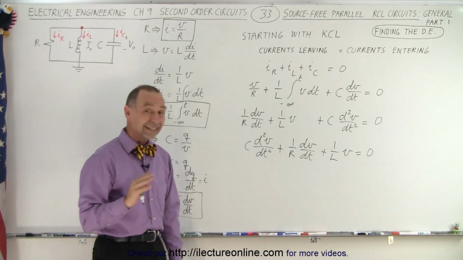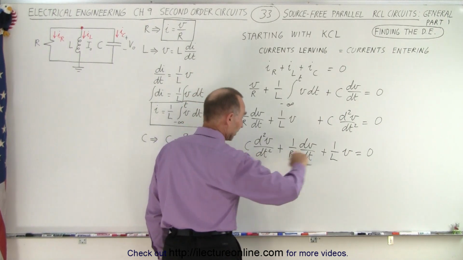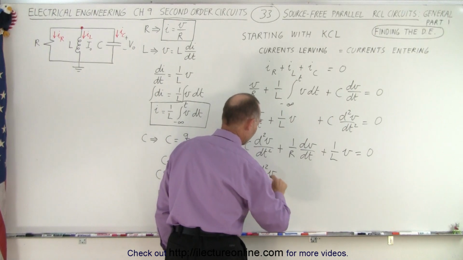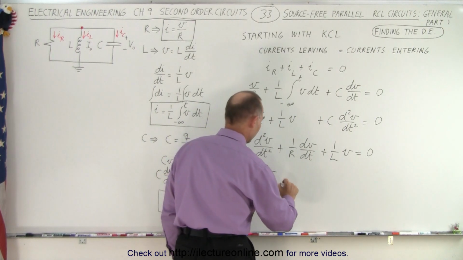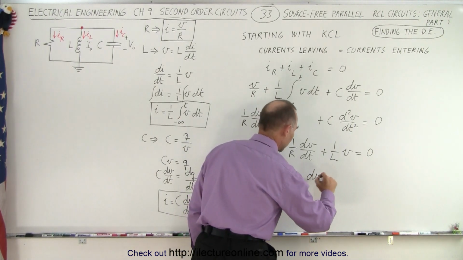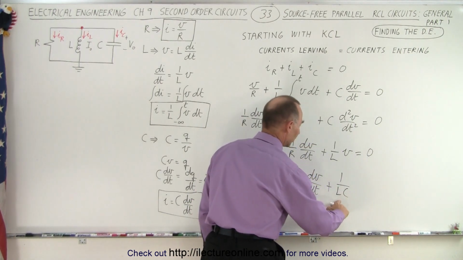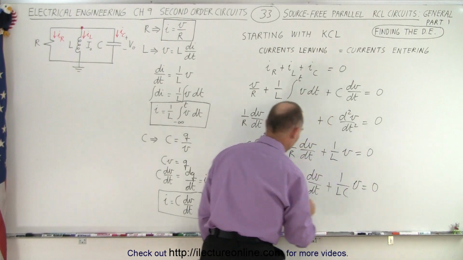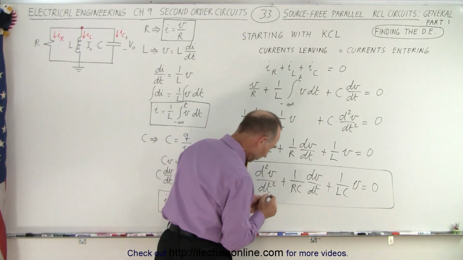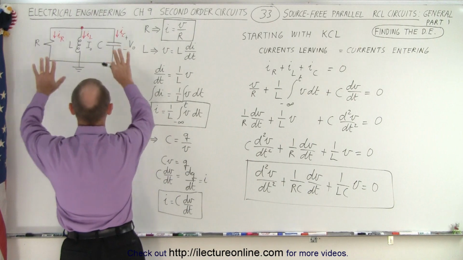And now if we divide everything by the constant in front of the second order term right here, we're going to divide everything by c. That gives us d squared v dt squared, the second derivative of the voltage with respect to time, plus 1 over RC, that looks familiar to us, times dv dt, plus 1 over LC, that looks familiar as well, times v is equal to 0. And now we have our differential equation. Oops, my pen is starting to dry up here. So now we have the differential equation that describes what's happening in this circuit.